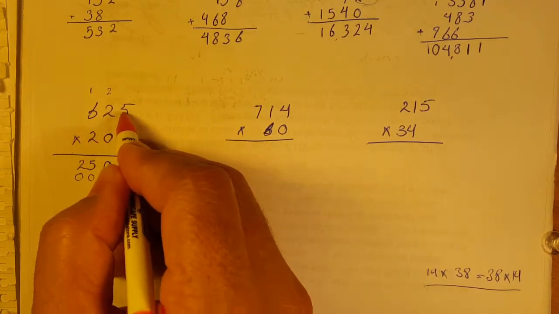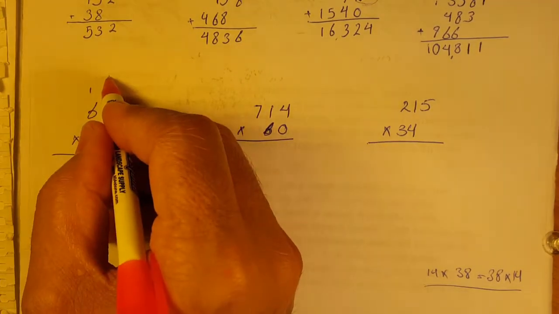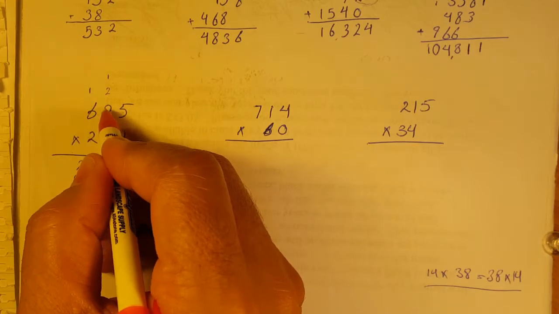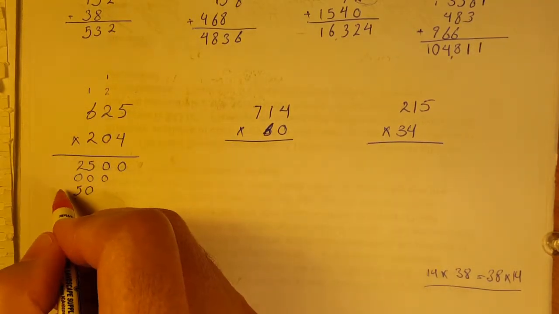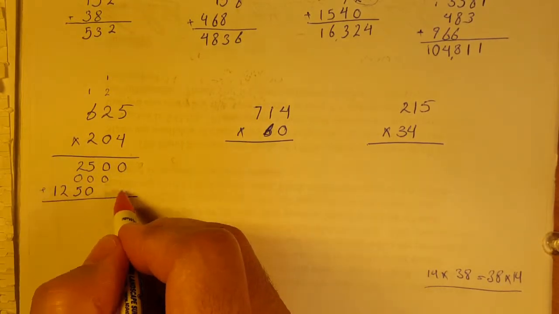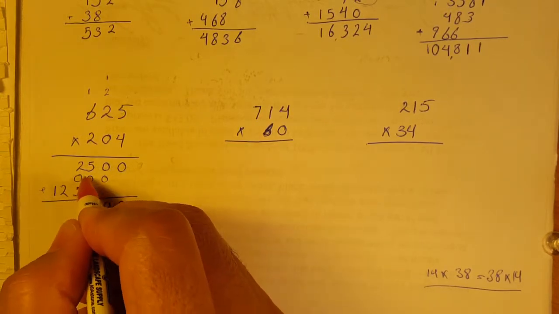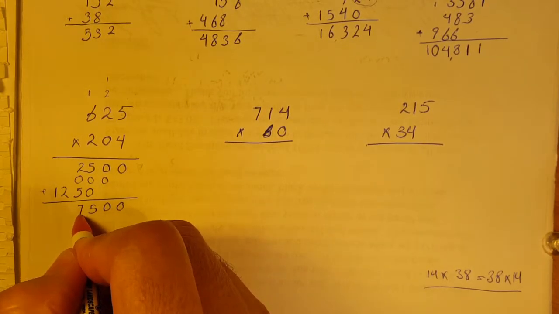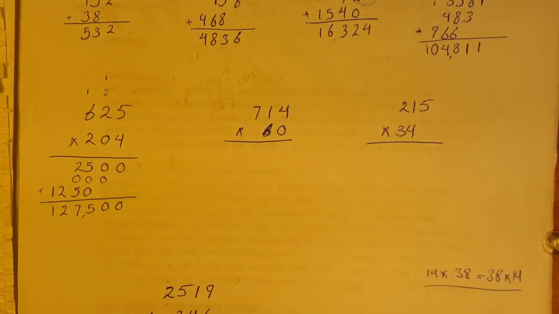2 times 5 is 10. 0 here, 1 goes up. 2 times 2 is 4, and 1 is 5. 2 times 6, 12. Now we add these 3. 0, 0, 5, 2, and 5, 7, 2, 1. So this is the answer.